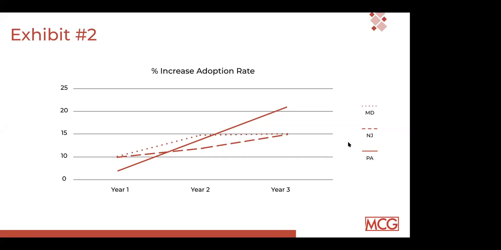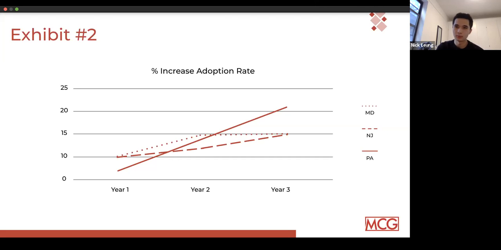For New Jersey, we see about a 5% increase over the 3 years, from 10 to 15%. And for Maryland, we see an increase of 5% from year 1 to year 2, but after that it was a constant increase at 15%. All right, cool, perfect.